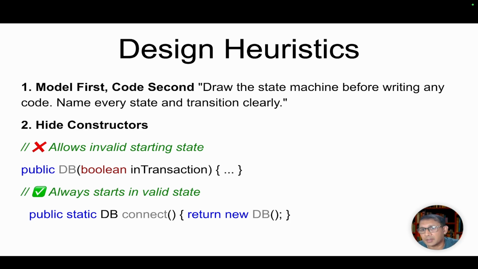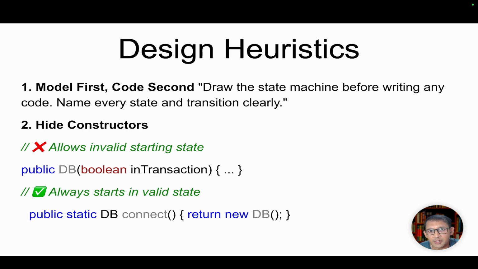Second is to hide constructors. One of the most effective ways to prevent protocol violations is to make it impossible to create objects in invalid states. Public constructors are dangerous because they often allow arbitrary initial states. Instead, force users through factory methods that guarantee valid starting conditions.